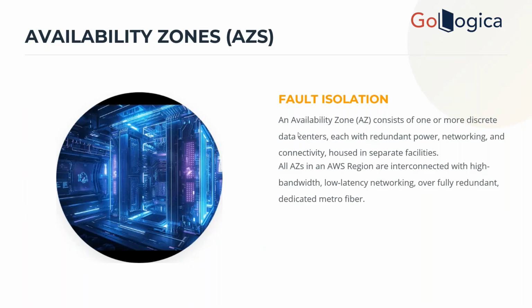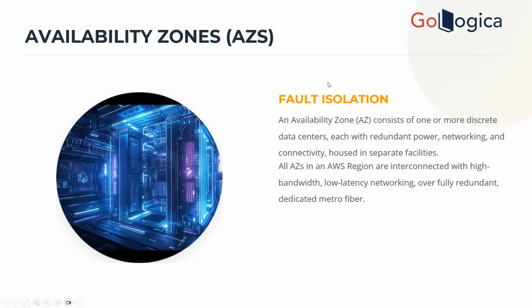All AZs in AWS regions are interconnected with high bandwidth, low latency networking over fully redundant, dedicated metro fibers. Metro fibers are again fiber optic cables only, used to connect all these data centers and businesses together.